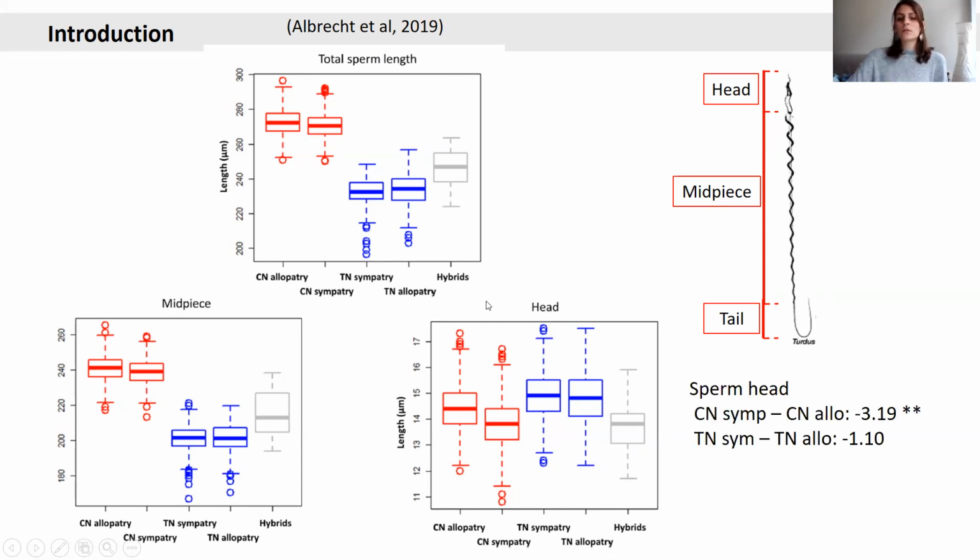And at the head level, it has been found that between populations in allopatry and sympatry, it seems that there are some differences, and this can suggest some reinforcement signal. So it's a very good candidate for a potential mechanism of isolation of species.